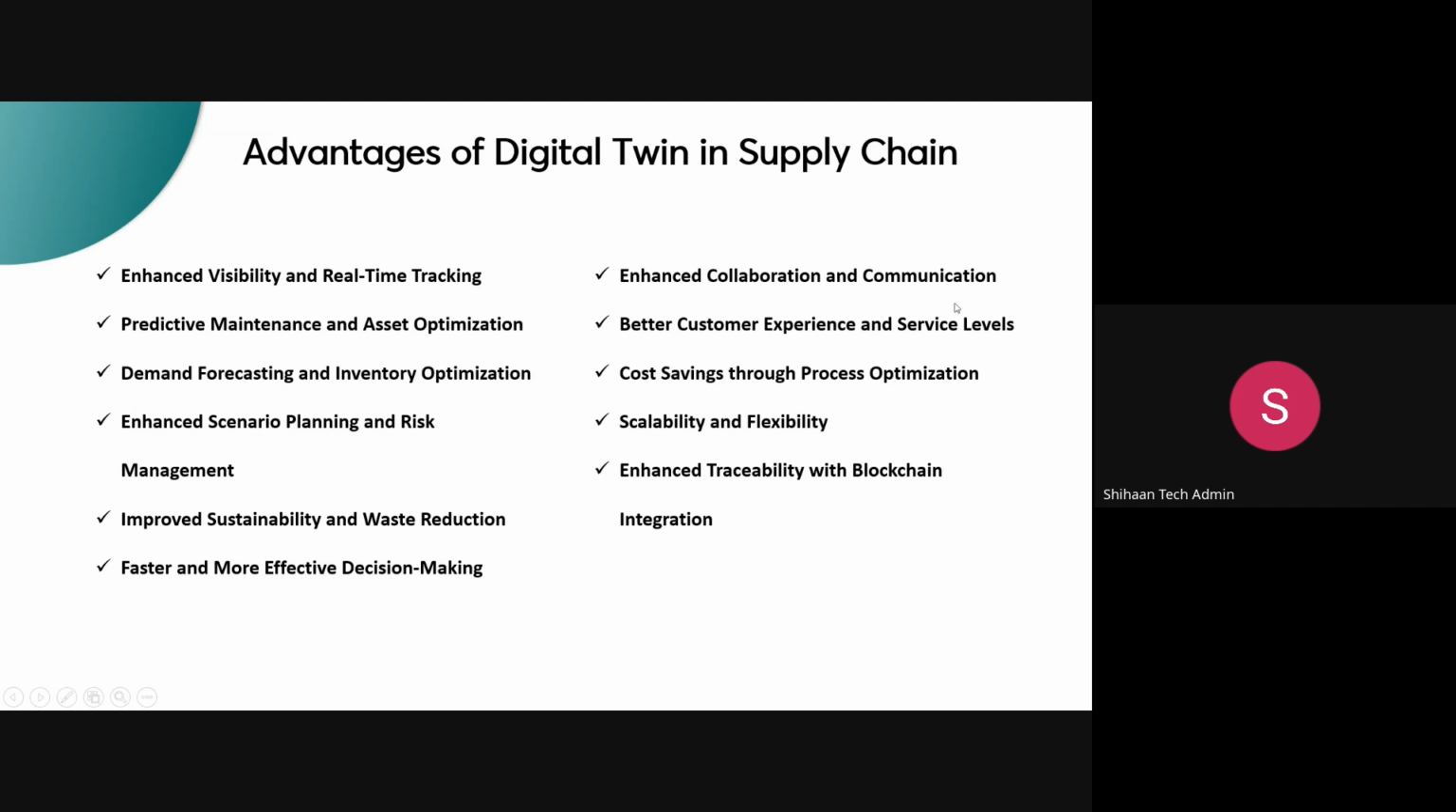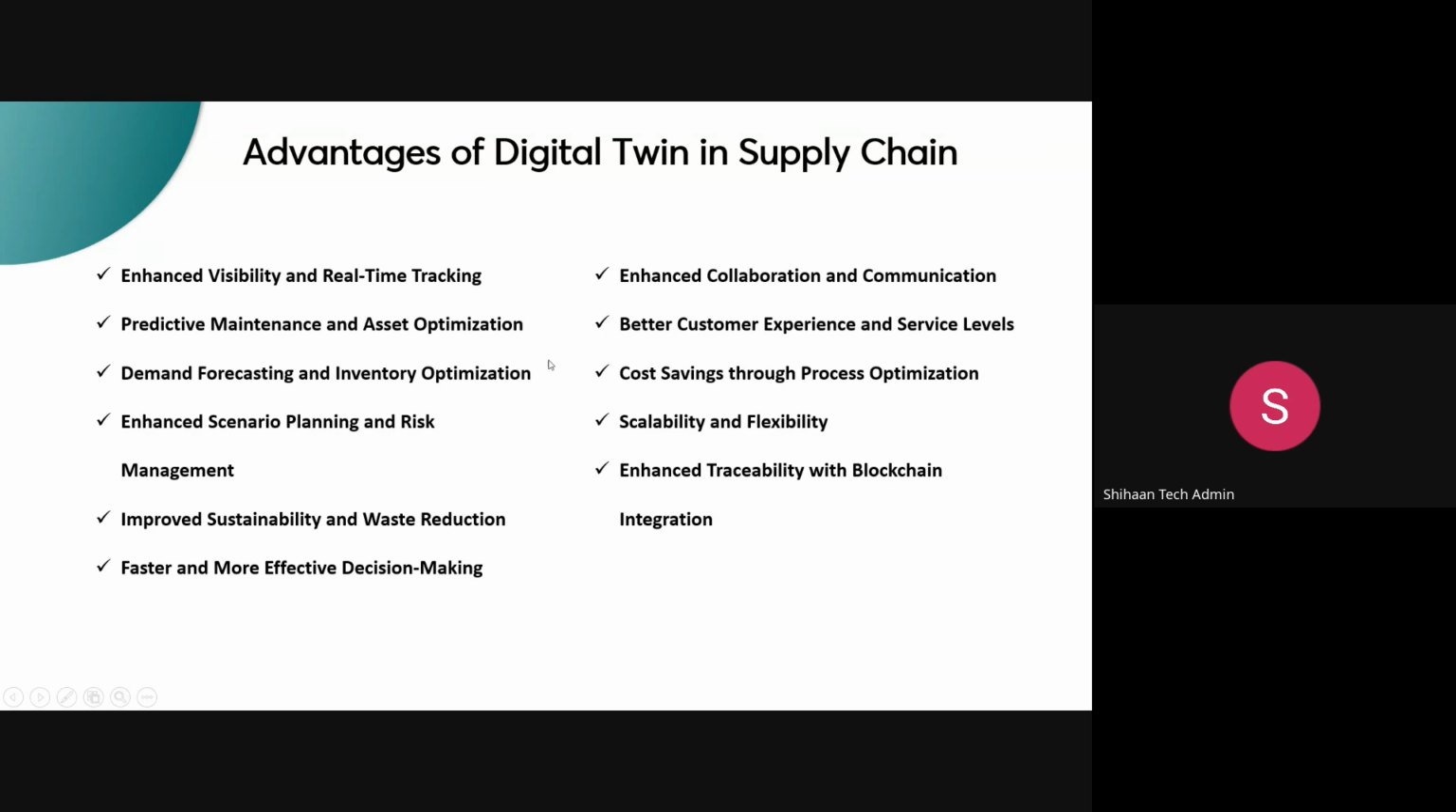Enhanced collaboration and communication. It will definitely improve, because when you can collaborate with multiple suppliers and production units, you can take better decisions on demand forecasting and inventory control or inventory management. So again, this is one of the points.